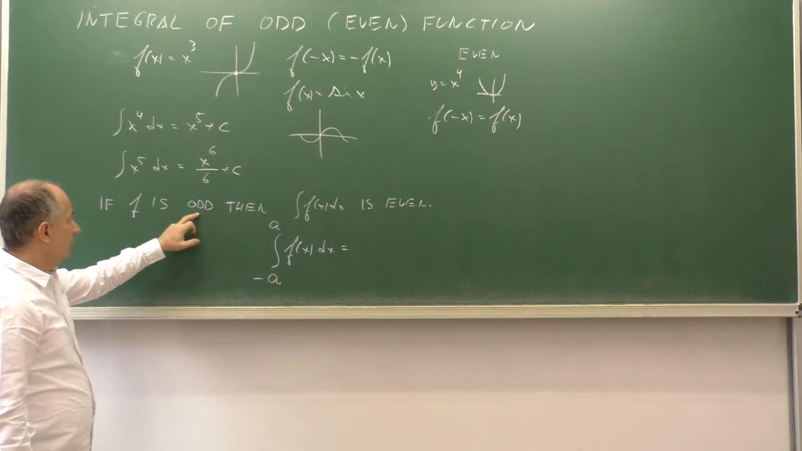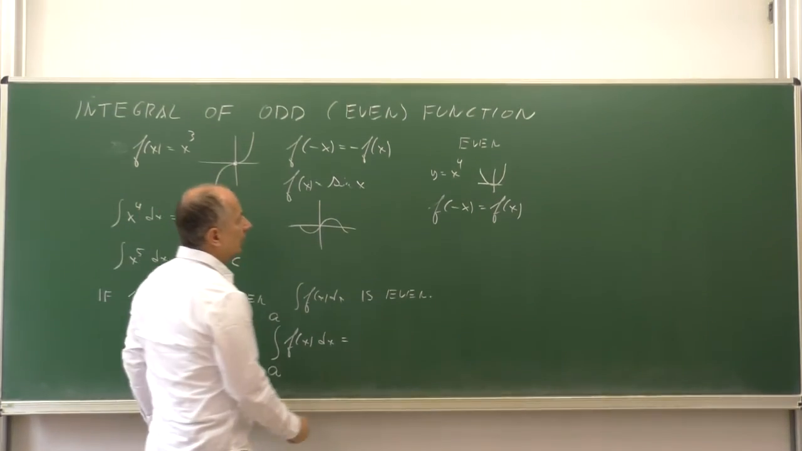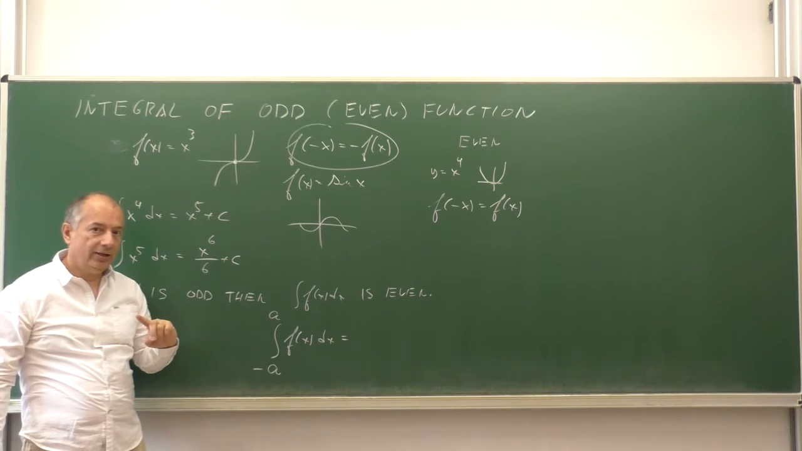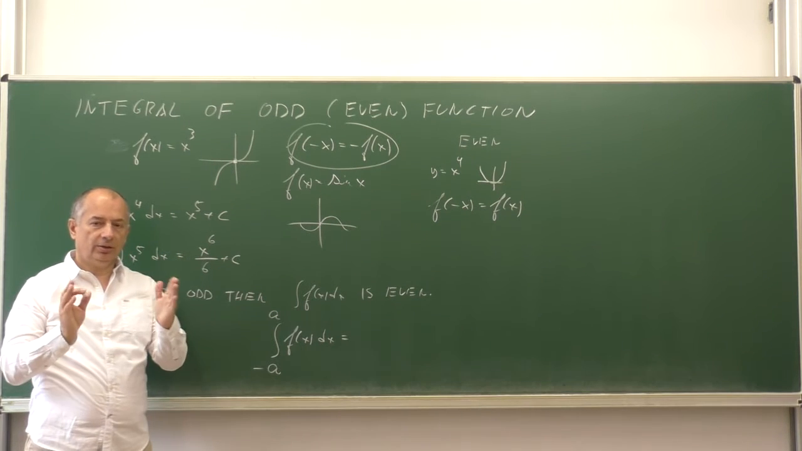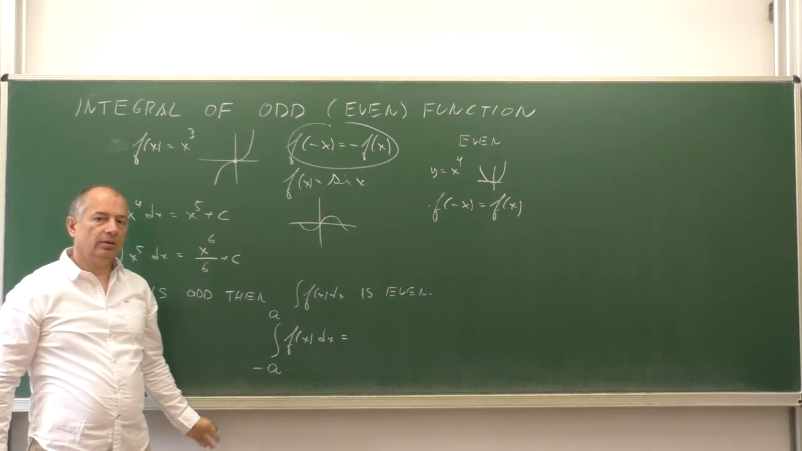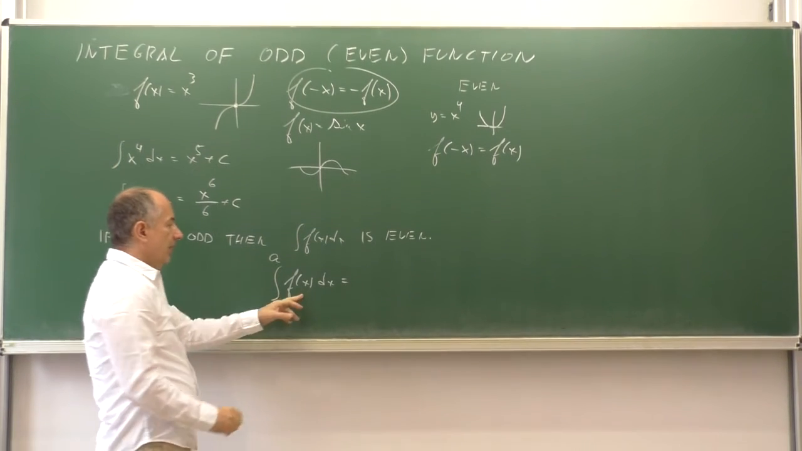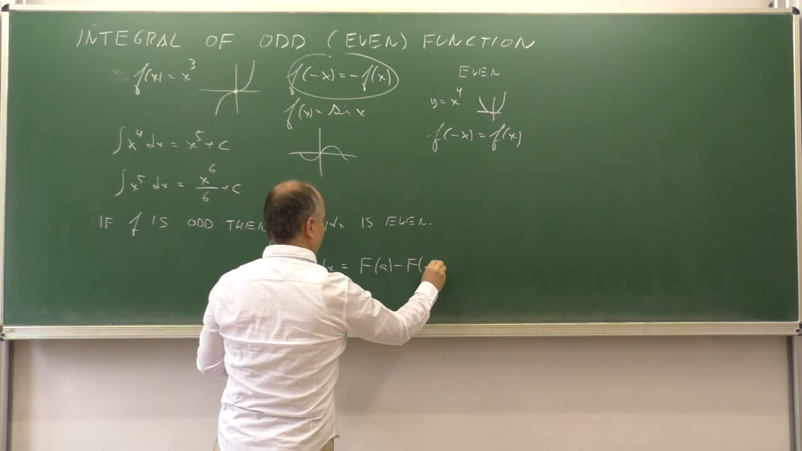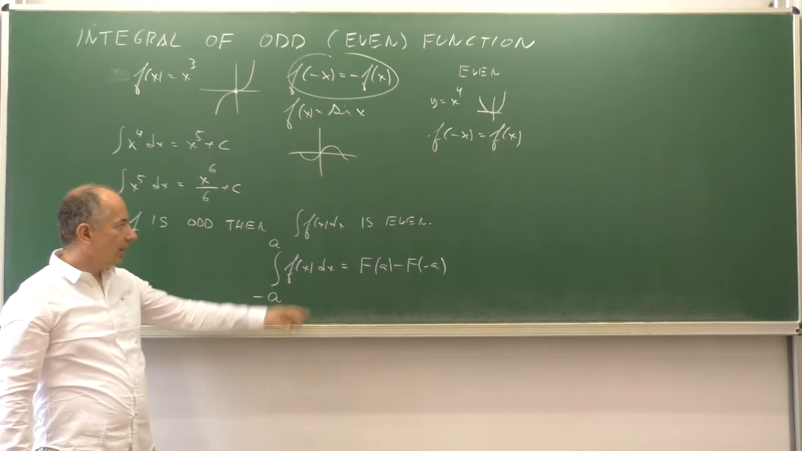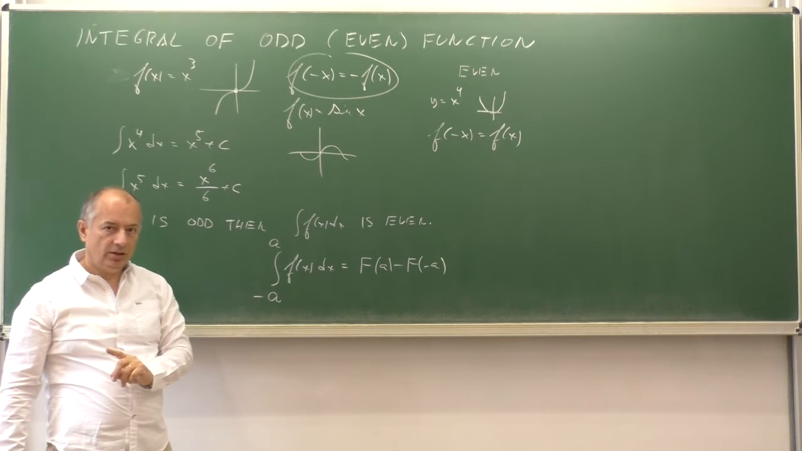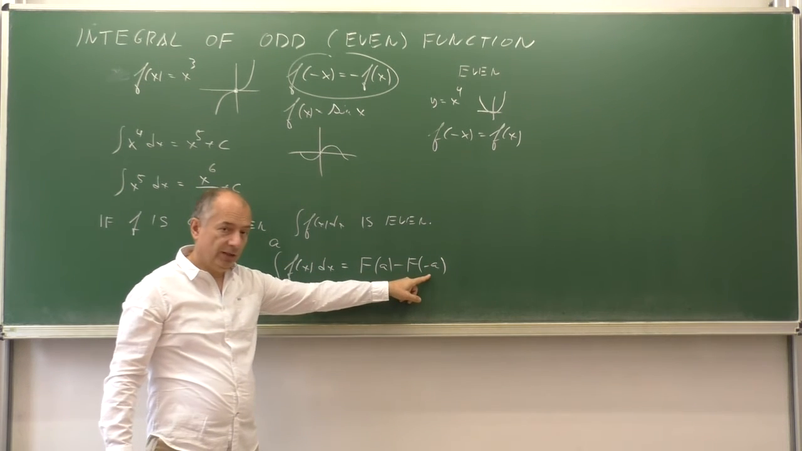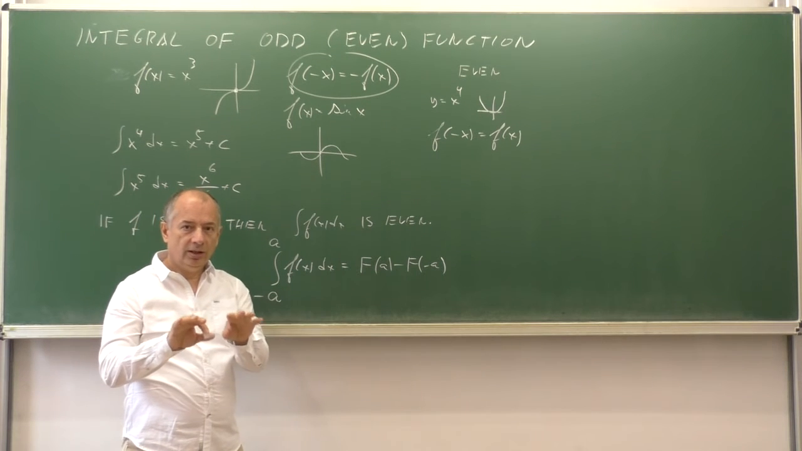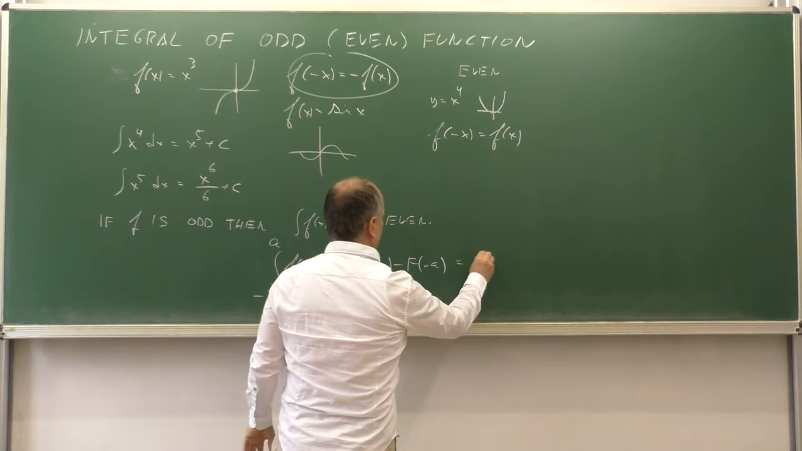The function is odd. That means this is true. And we integrate from minus a to a. The integration interval must be symmetrical with respect to the origin, because then we have the antiderivative at a minus the antiderivative at minus a. But for an odd function, the antiderivative is even. So F of minus a is equal to F of a. So we subtract two equal numbers, which is always 0.